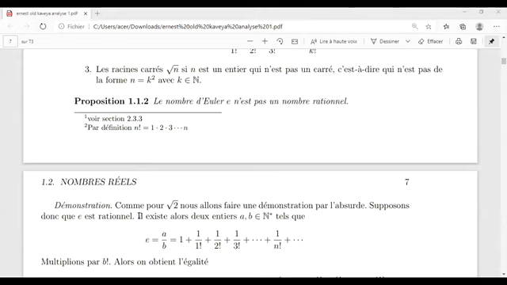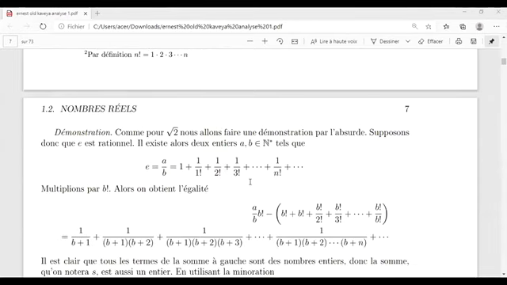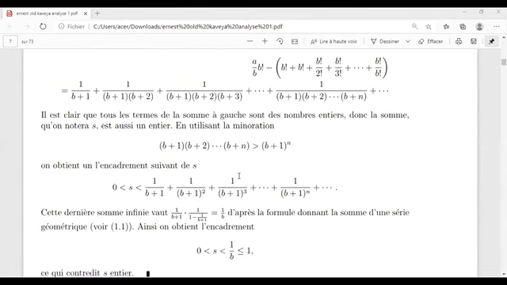Démonstration. Comme pour square root of 2, nous allons faire une démonstration par l'absurde. Suppose que, bon, it's the same thing. I'm not going to do this part. You just write roughly. It's not very, very important.